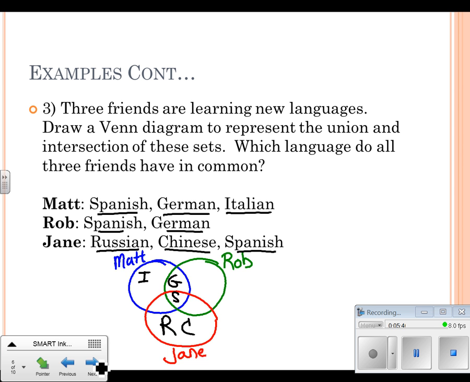And so that covers all of them. Which language do all of them have in common? You can see that it is in the center, the intersection of all three, which is Spanish. So a Venn diagram helps us visualize what things have in common or what they don't have in common.